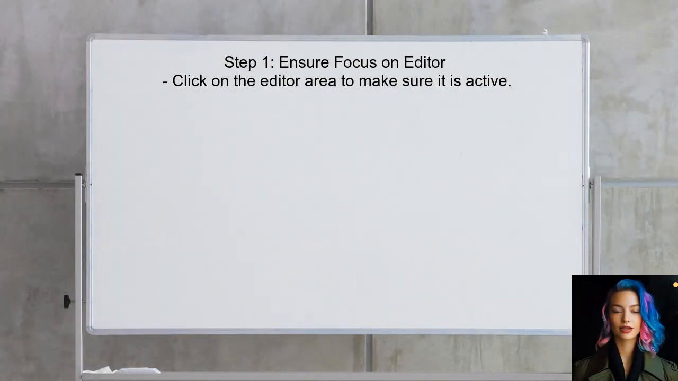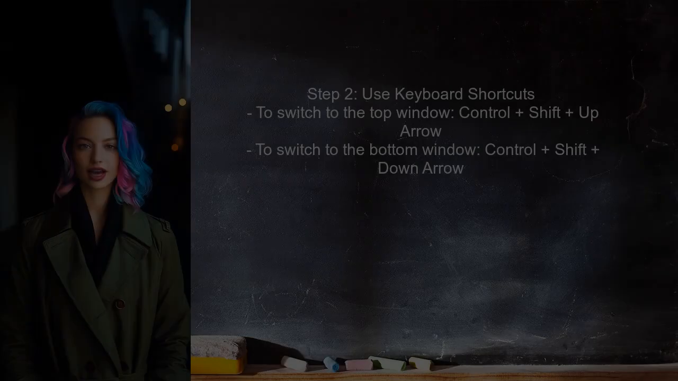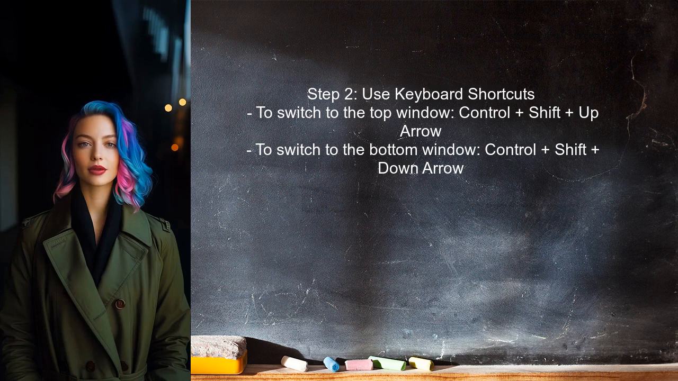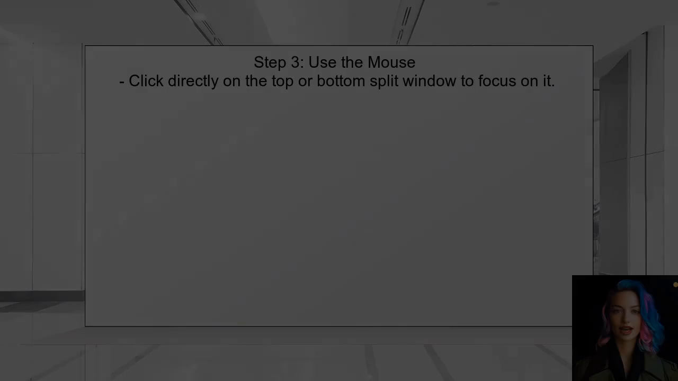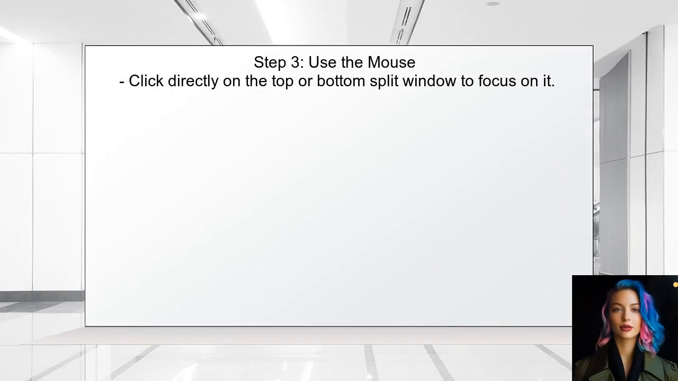To switch between horizontally split windows in IntelliJ, the user should first ensure that they are in the editor view. This is important because the shortcuts will only work when the focus is on the editor. Next, the user can use the keyboard shortcut Ctrl plus Shift plus up arrow to move the focus to the top split window, and Ctrl plus Shift plus down arrow to move to the bottom split window. If the user prefers using the mouse, they can also click directly on the desired split window to bring it into focus. This is a straightforward way to switch between files.